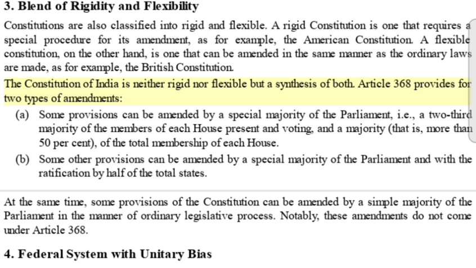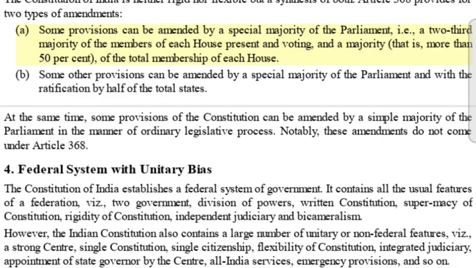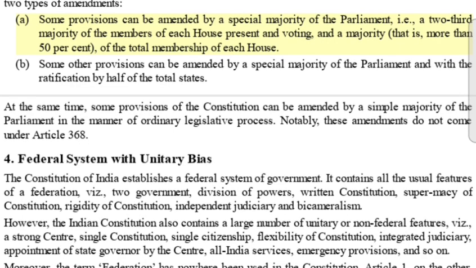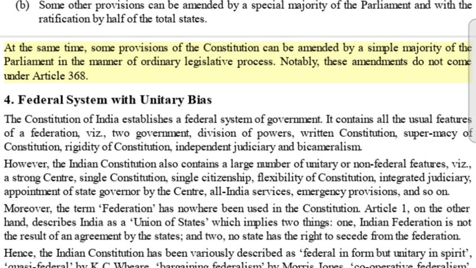Article 368 provides for two types of amendments. A. Some provisions can be amended by a special majority of the Parliament, i.e., a two-thirds majority of the members of each House present and voting, and a majority, that is, more than 50% of the total membership of each House. B. Some other provisions can be amended by a special majority of the Parliament and with the ratification by half of the total states. At the same time, some provisions of the Constitution can be amended by a simple majority of the Parliament in the manner of ordinary legislative process. Notably, these amendments do not come under Article 368.